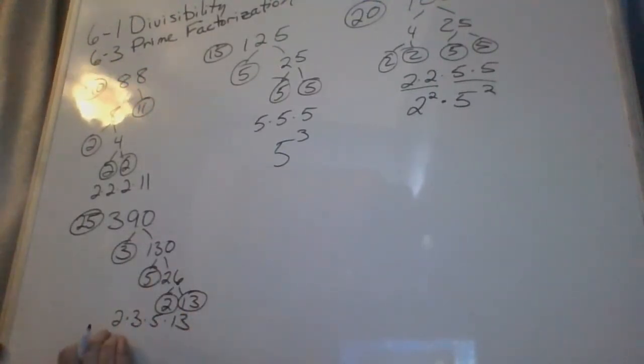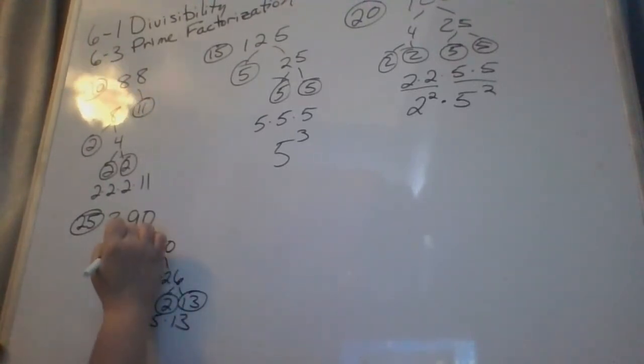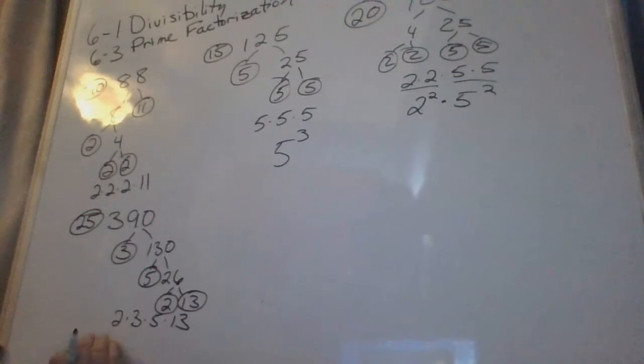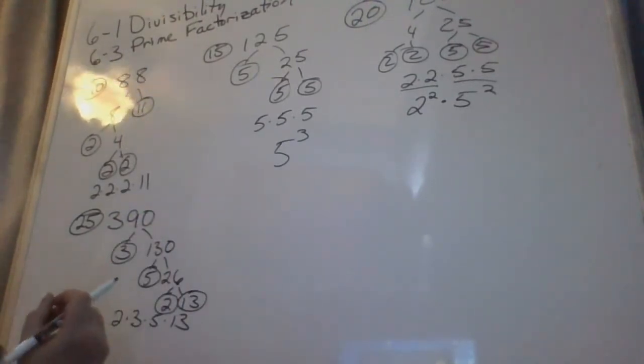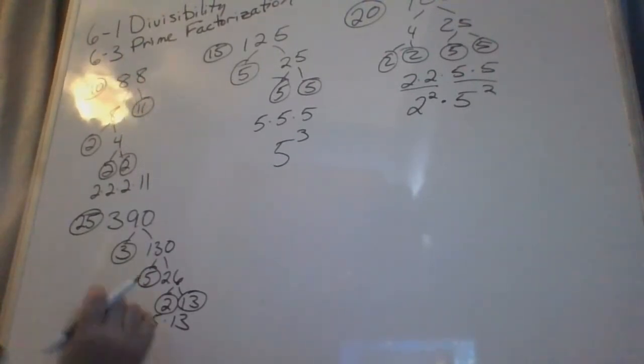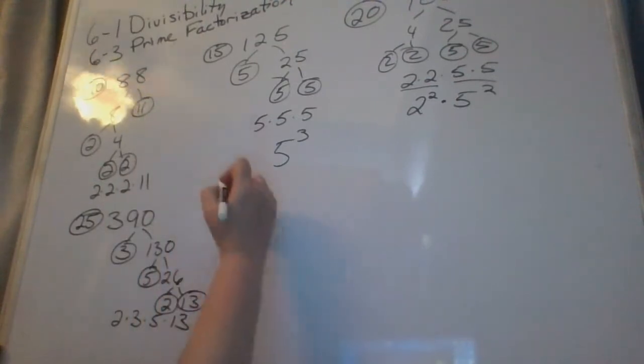Just as a reminder, if we were to multiply all these, we would be back to our original number. So when you find that prime factorization, what you're saying is when we multiply 2 times 3 times 5 times 13, it's going to equal 390. So just a reminder why, or what exactly, that prime factorization means.